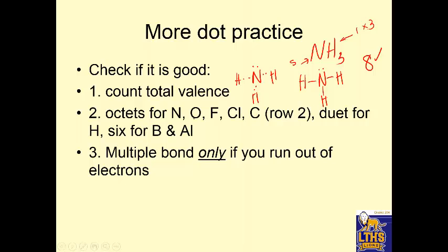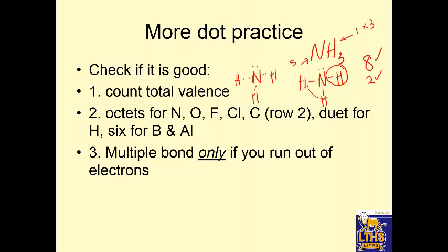Check for octets. Okay, so nitrogen, let's count everything around it. 1, 2, 3, 4, 5, 6, 7, 8. Nitrogen thinks hydrogen's great. Now remember that hydrogen only needs 2 around it to be stable. So this hydrogen has 2 around it, so it's stable.